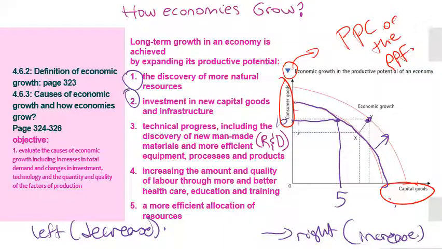The second one is investment in new capital goods and infrastructure. So this would also lead to economic growth. This means it will shift our PPC or the PPF to the right. So, for example, when private sector firms spend on capital goods, for example, I'm talking about machines, buildings, technology. Why? Because they will be expanding their scale of production.